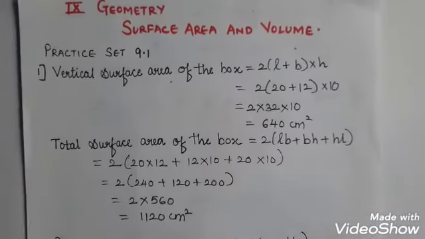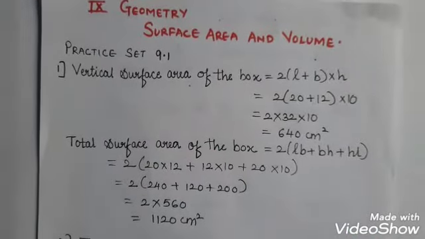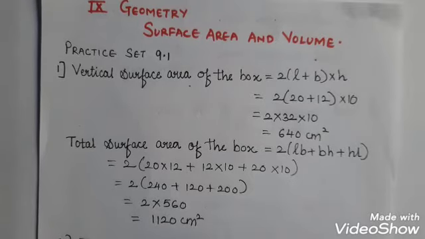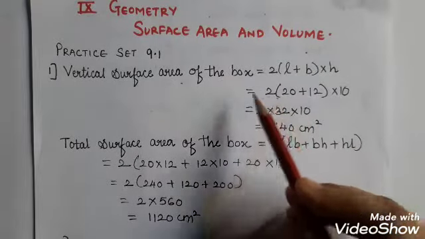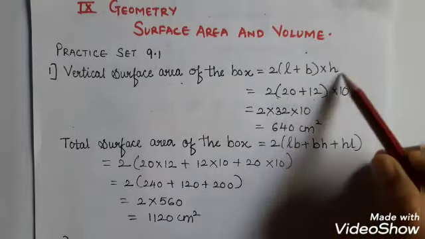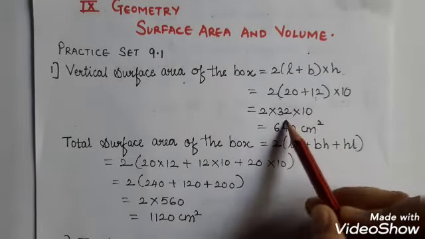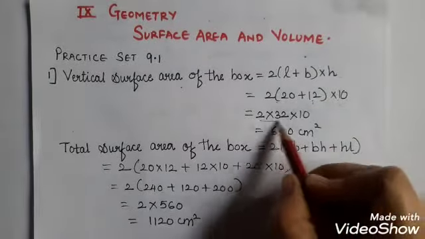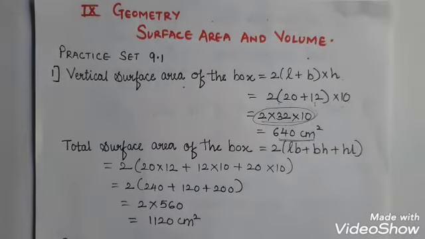So we have to find the vertical surface area as well as the total surface area. First find the vertical surface area of the box. The formula for vertical surface area is 2 bracket length plus breadth multiply by height. So that is 2 bracket length is 20, breadth is 12 and height is 10. So 2 multiply by 20 plus 12, which is 32, multiply by 10. Now you multiply these 3, you get the answer as 640 centimeters square.